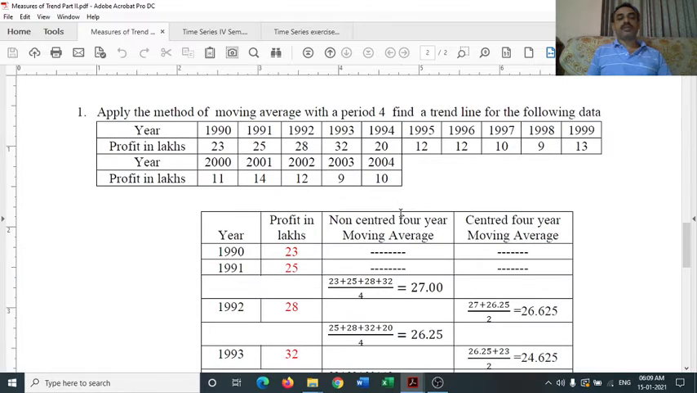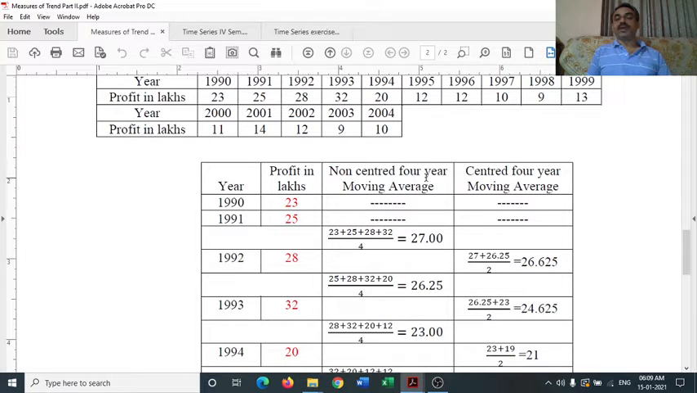So the next question, we have moving average for a period of 4 years. Here we can see that the periodicity is an even number. In that case, we have two phases for calculating trend values using method of moving average. In the first phase we will calculate non-centered moving average, and only in the second phase we come to the final trend value, which are the centered 4-year moving average.